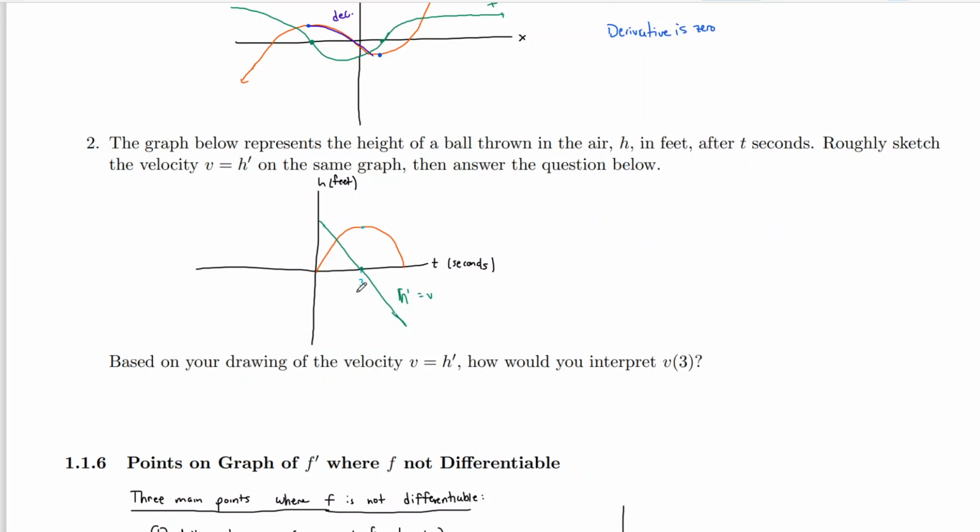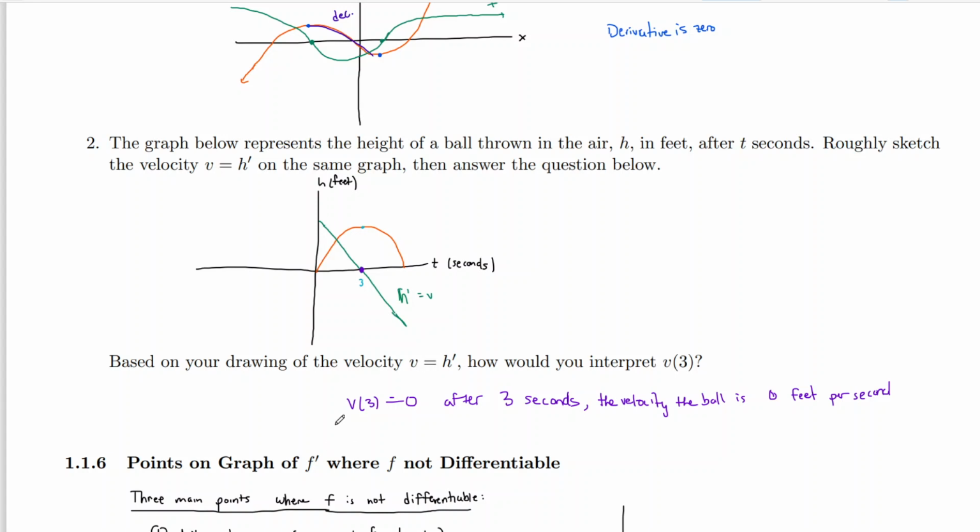Well, we kind of figured out from the beginning, but definitely with the graph of our velocity, v of 3 is 0 because it's on the t-axis. V of 3 equals 0 means after 3 seconds, the velocity of the ball, right? Because it's a ball thrown in the air, is 0 feet per second. Okay, the velocity of the ball is 0 feet per second.